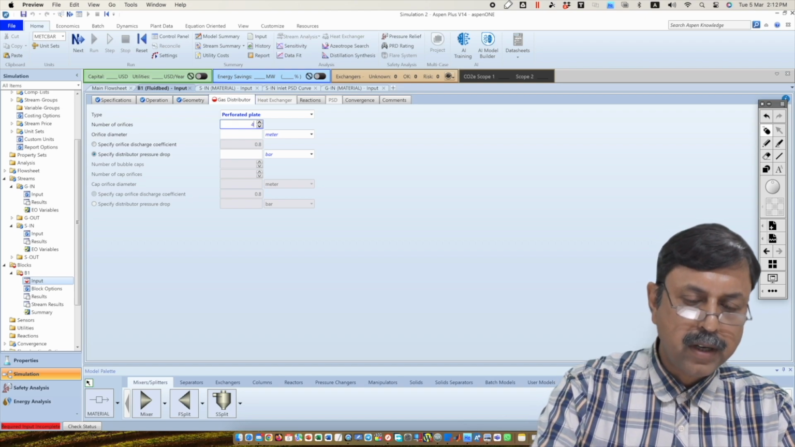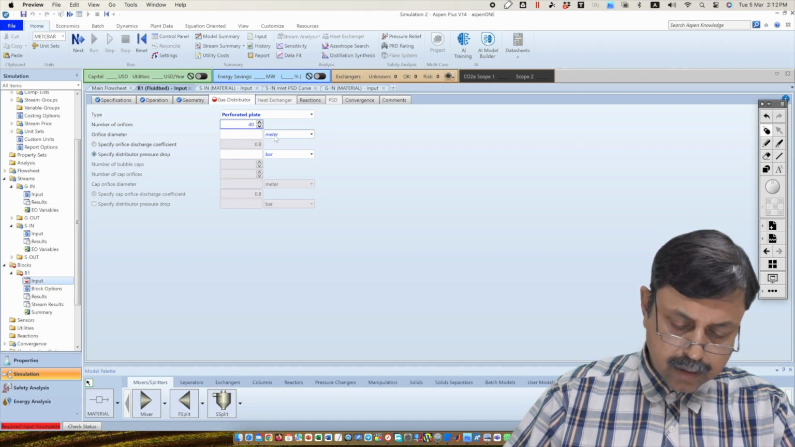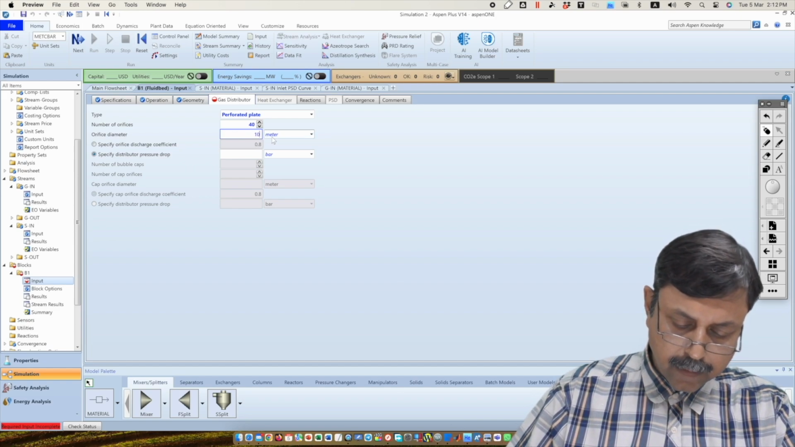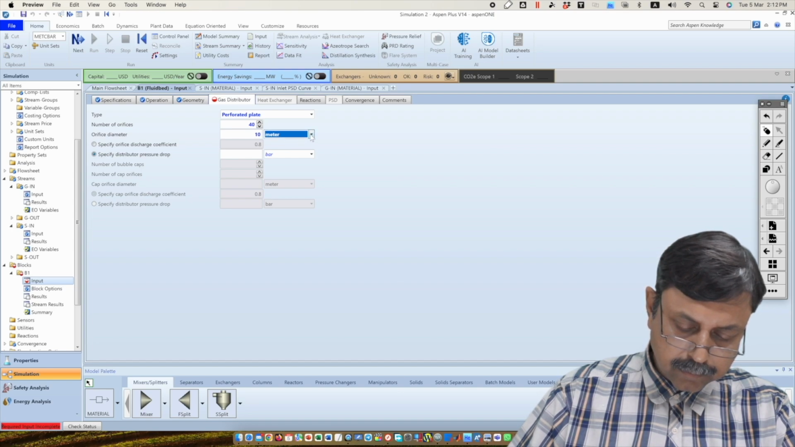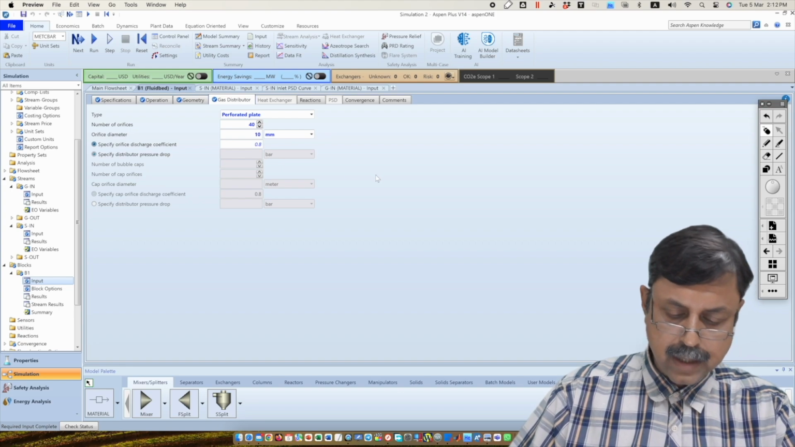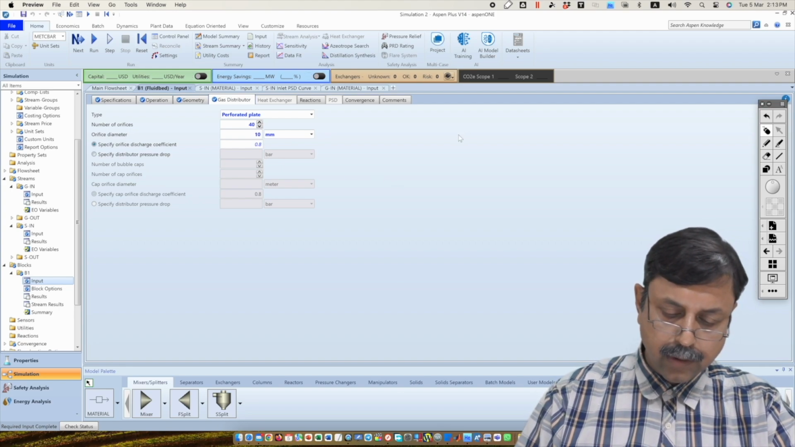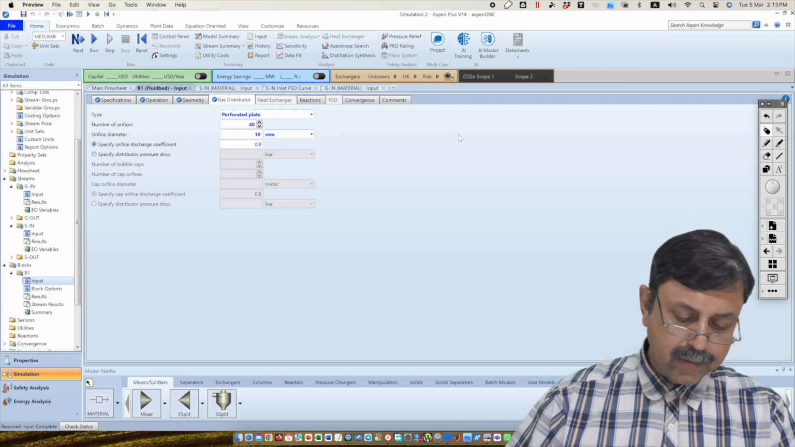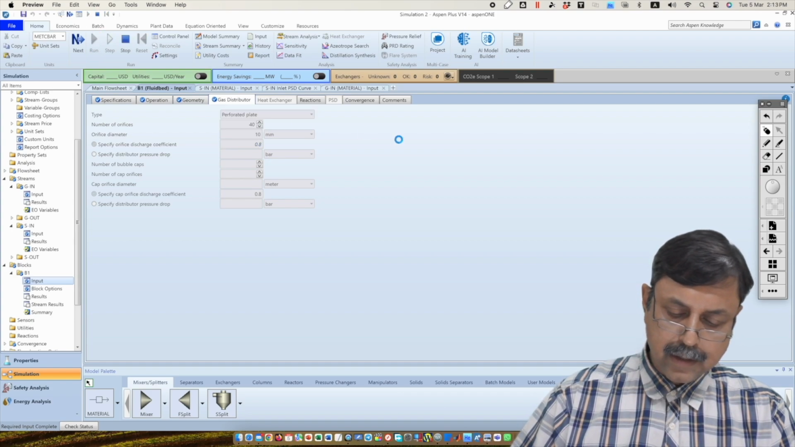So this is 40, this is 10 millimeter, and orifice discharge coefficient 0.8. Okay, so all the information has been given for the first problem, so we just run it. So run the system.